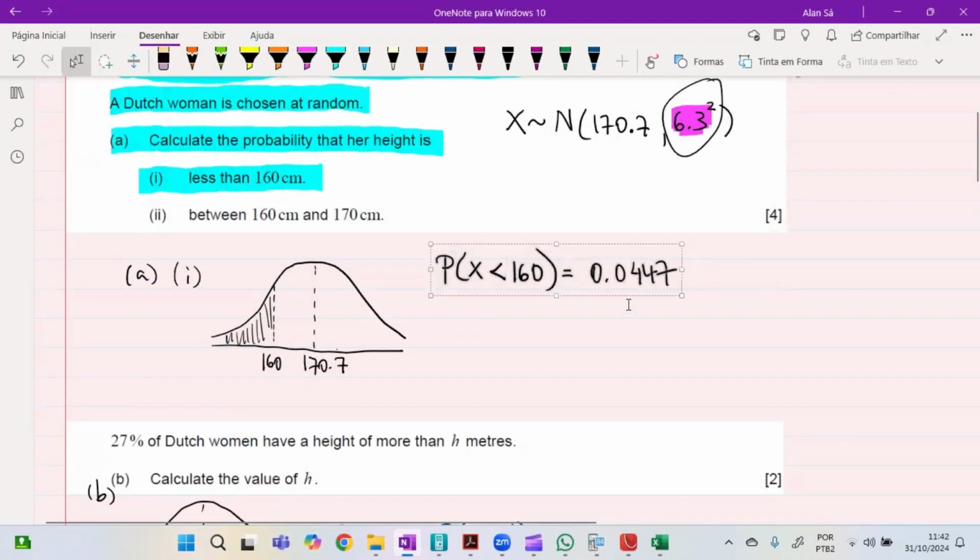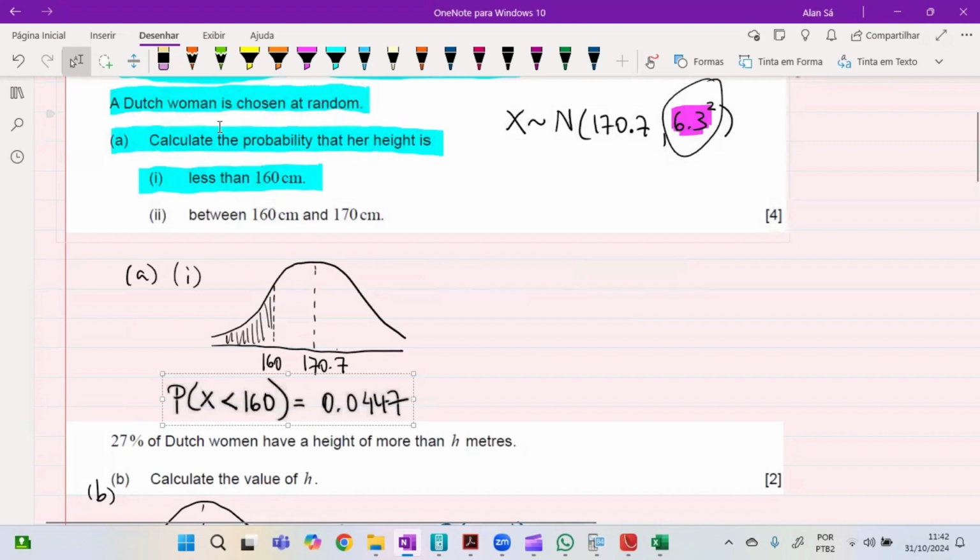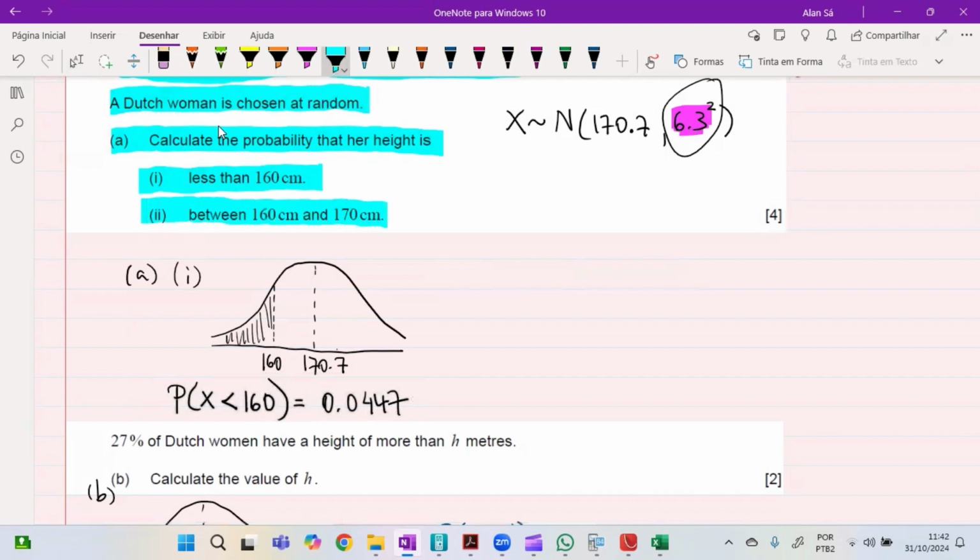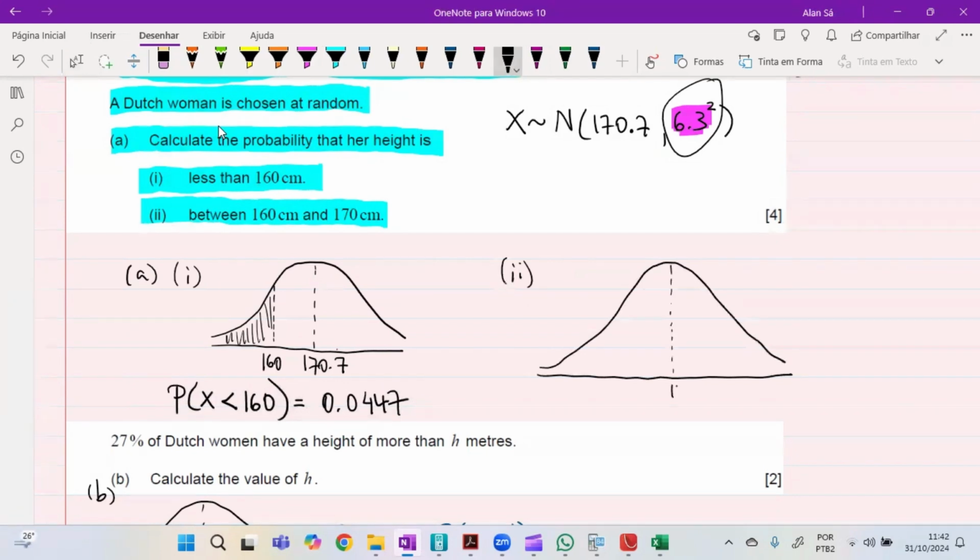Part 2 of letter A. We want to find the probability that her height is between 160 and 170. So in this case, we want the probability of the height being between two values. Here, the mean is 170.7, and we want this to be between 160 and 170, close to 170.7. We want to find the probability by calculating this area.